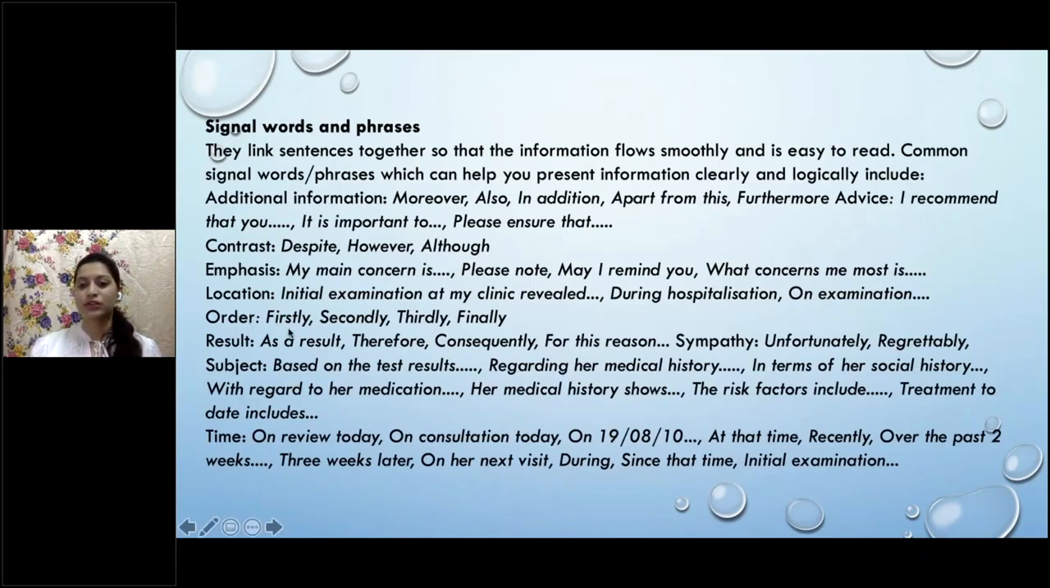And you can always put the case notes in order. You can use words like firstly, secondly, or finally. And when it comes to result, you can always say as a result, consequently. You can take a screenshot of the slide so that you try to use this in your letter. But again, use it only when there are sentences like these. Don't just put them haphazardly here and there. And if you're expressing sympathy, then unfortunately or regrettably.